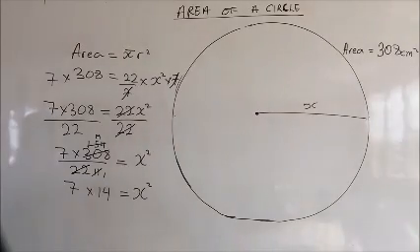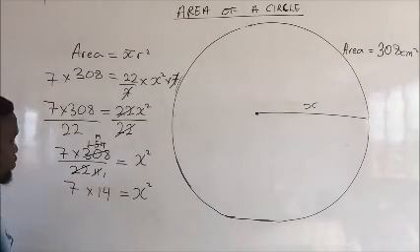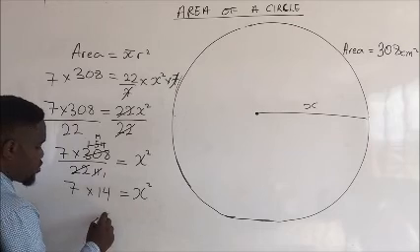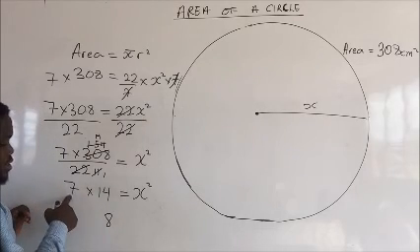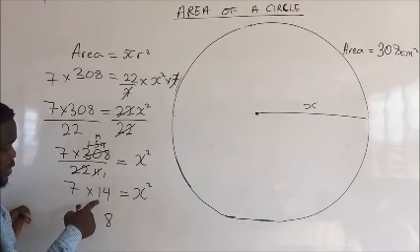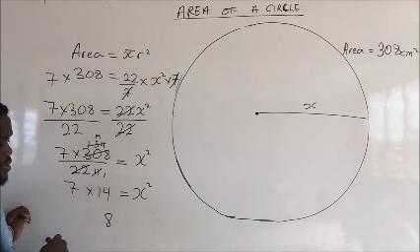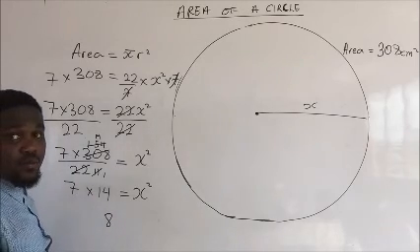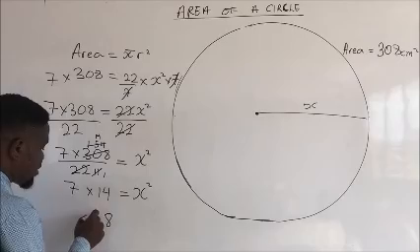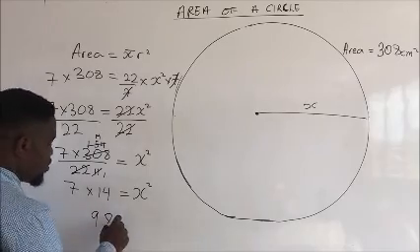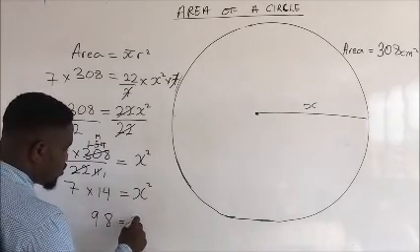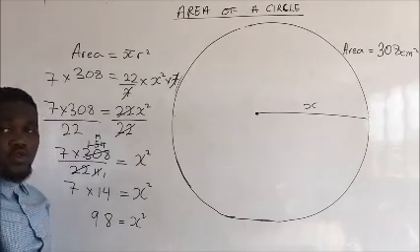Good. So we need to do our multiplication quickly. 7 times 4 is what? 28. Then 7 times 1 is 7 plus 2. So we get 98. So 98 is equal to x squared.